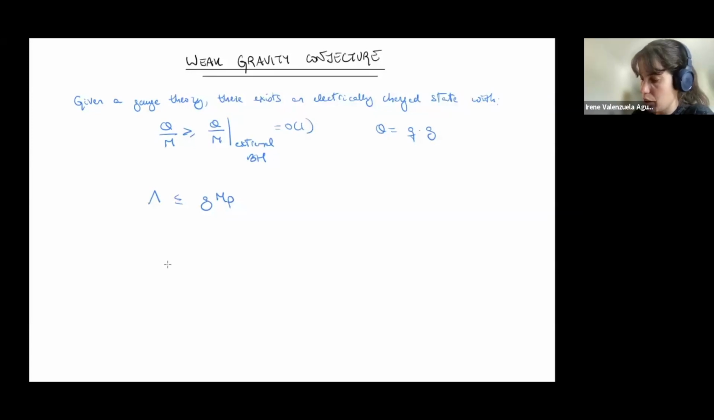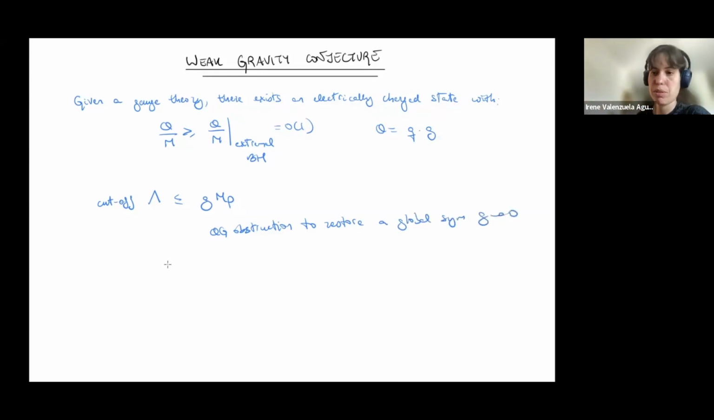But the consequence of this is that the cutoff of my EFT goes to 0 if the gauge coupling becomes very small, because then I need to have very light particles. So if the gauge coupling is very small, then the mass has to be even smaller. And that's why it helps also as a quantum gravity obstruction to restore a global symmetry that would arise if the gauge coupling goes to 0, because then the cutoff goes to 0 as well.